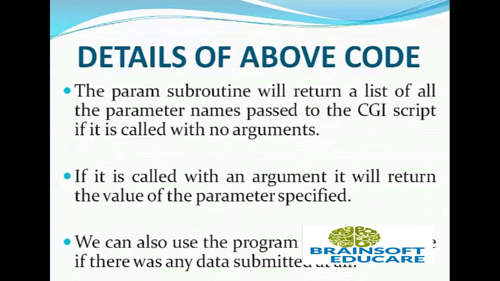The details of the above coding: the param subroutine will return a list of all parameter names passed to the CGI script if it is called with no arguments. If it is called with an argument, it will return the value of the parameter specified. We can also use the param subroutine to see if there was any data submitted at all.